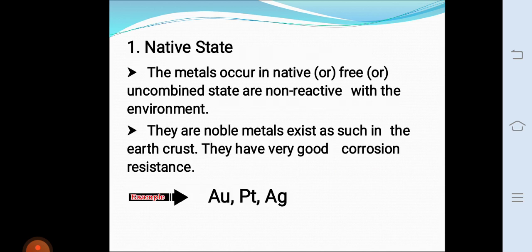In combined state, except noble metals, all other metals are reactive and react with the environment and form stable compounds such as their oxides, sulfides, chlorides and carbonates. They exist in the form of stable compounds called ores and minerals. For example, Fe2O3, ZnO, PbS and CaCO3, etc.